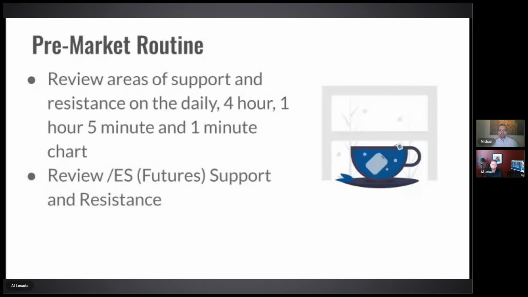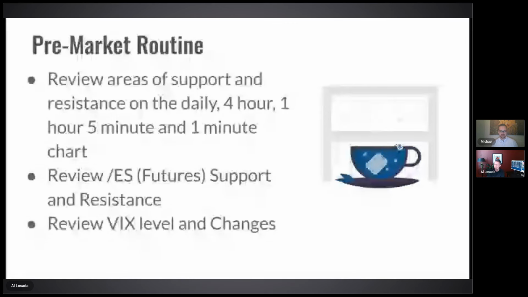Thanks, Al. So what I do before the market opens is I review areas of support and resistance. For me, it's rather easy because I'm from Europe, so the market opens for me only in the later afternoon. So I have a lot of time to go through support and resistance levels again. It's not really necessary because I trade SPX every day, so I know those levels by heart.